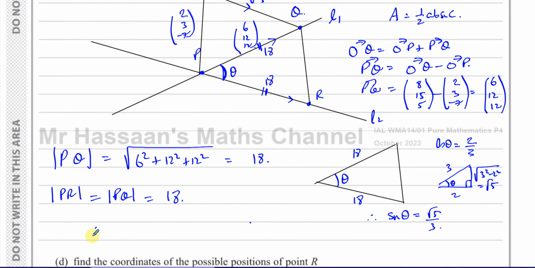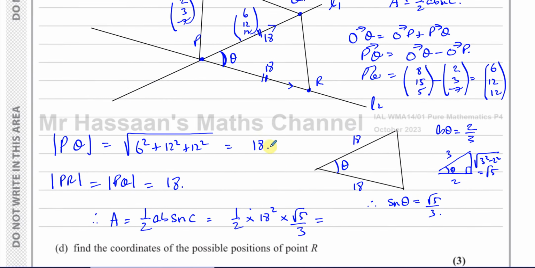So therefore we can say the area is going to be a half ab sine C. So it's a half times 18 squared times the sine of theta, which is root 5 over 3. It says find the exact area, so we want to leave this in exact form. So we can work out what this is and write it in exact form.